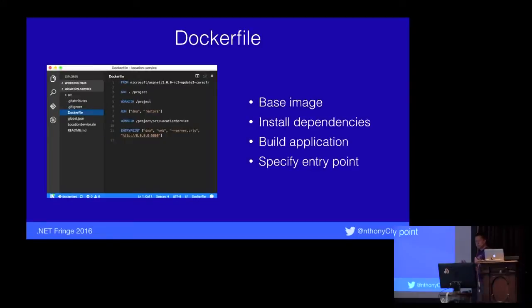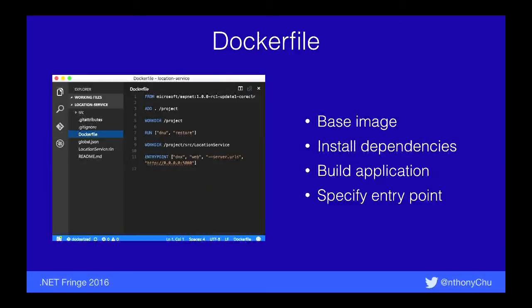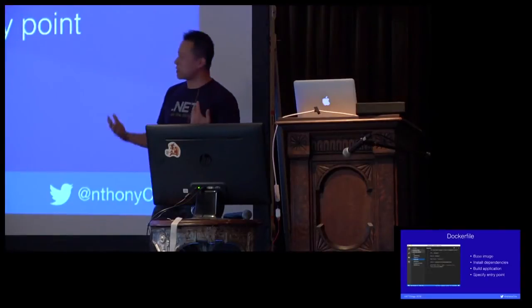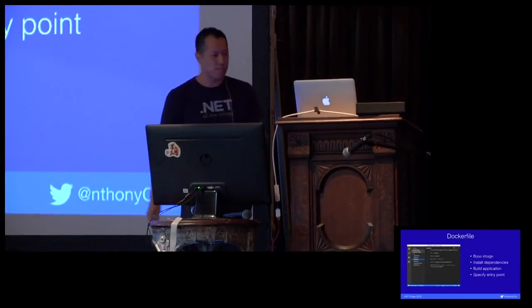And at the heart of this is the Dockerfile. The Dockerfile is really just a set of instructions to tell Docker how to set up your container image. Typically we start with an image that you want to build from. Then we have instructions on how to install dependencies, instructions on how to build the application, and we also specify what to run when a container starts up.